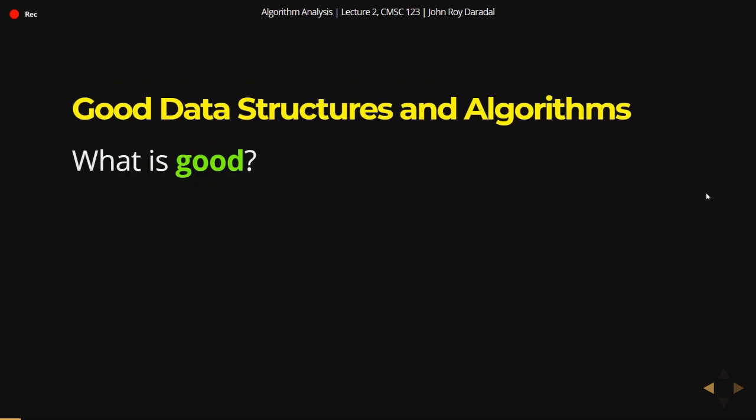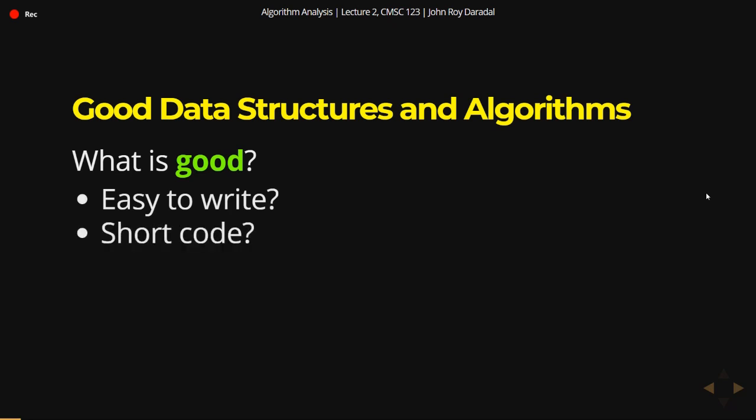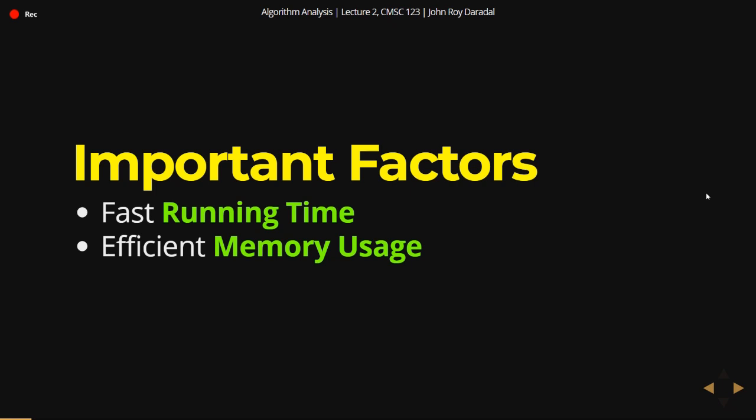Okay, first, as programmers, we want to write good data structures and algorithms. But what exactly does good mean? Does that mean it's easy to write? Short code? Does it mean it runs fast? Or is it efficient? So what exactly do we mean by good data structures and algorithms? The two important factors that we are interested in are fast running time and efficient memory usage.